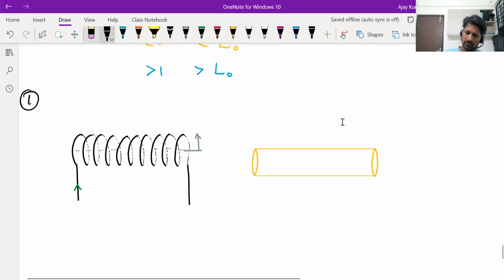Solenoid. Let's say all those values are given to you. Length is known. Number of turns per unit length is known. Radius is known. So the geometrical factors are known to us.